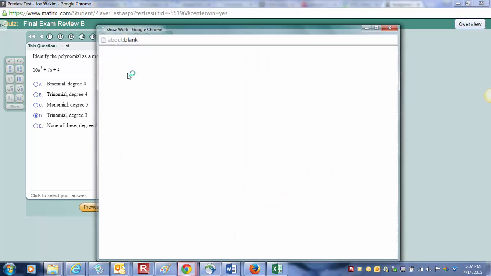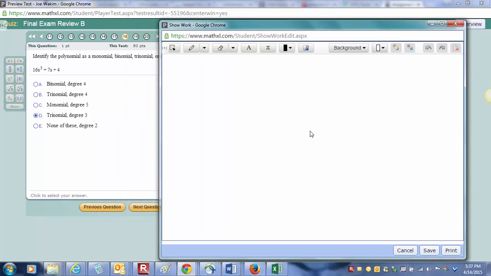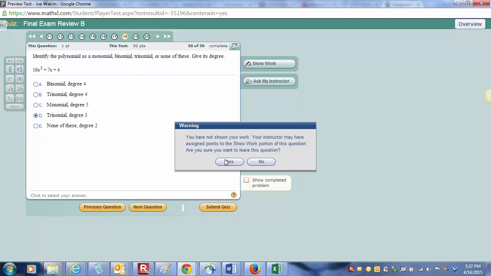Number 18. So on number 18, identify the polynomial. Is it a monomial, binomial, trinomial? 1, 2, 3. That's a trinomial. The degree is the highest exponent of s, and the highest exponent of s is 3. So this is the correct answer. 19.